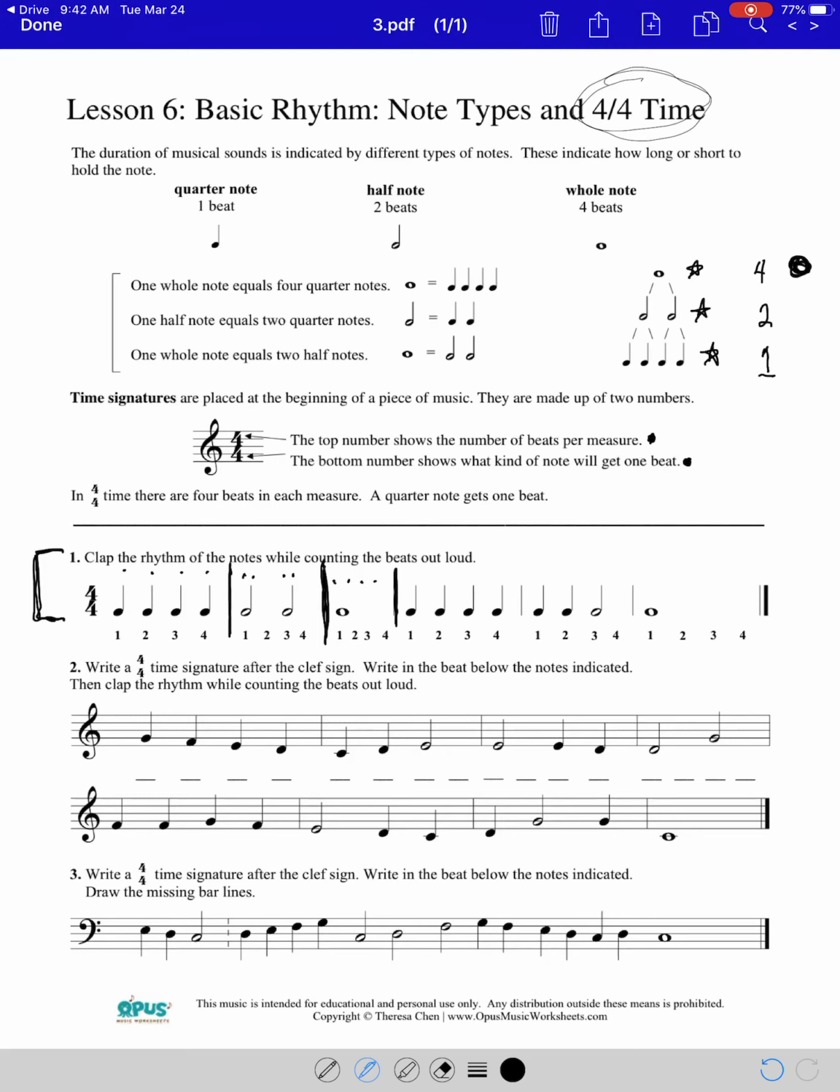Now, I'm going to do the first part of number 2 for you, and I'll do the first part of number 3, and I know that you'll be able to figure out the rest.